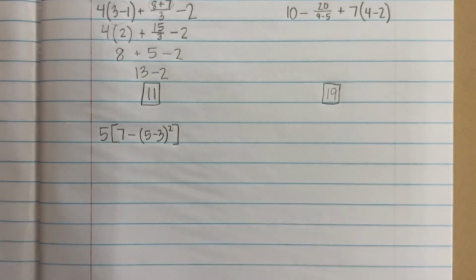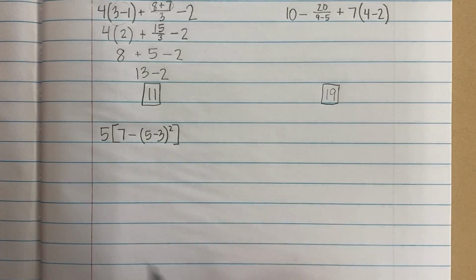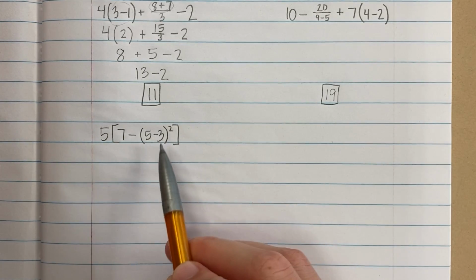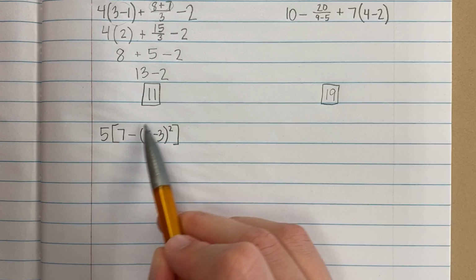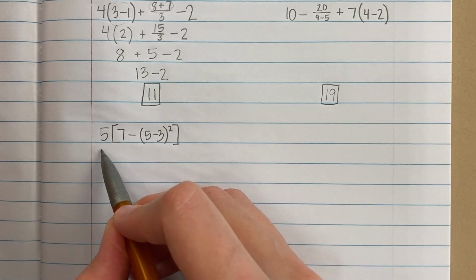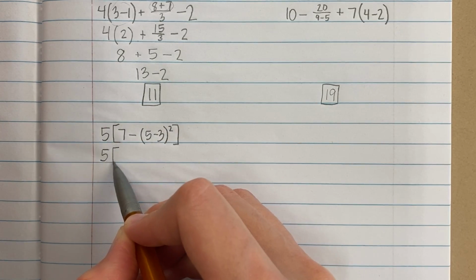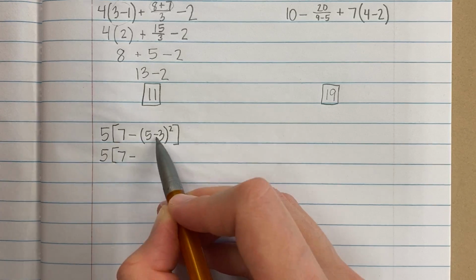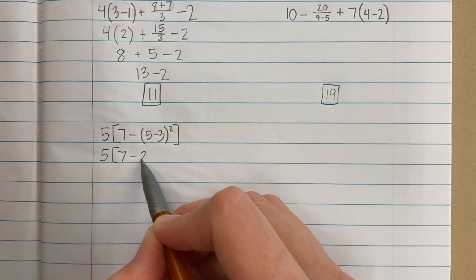Okay, first question I asked myself, are there grouping symbols? Okay, so there are. In fact, there's 2. There's brackets and there's parentheses. I do the inner ones first, so I'm going to do these parentheses first. So I'm going to bring down everything else. Inside these parentheses, 5 minus 3 is 2.